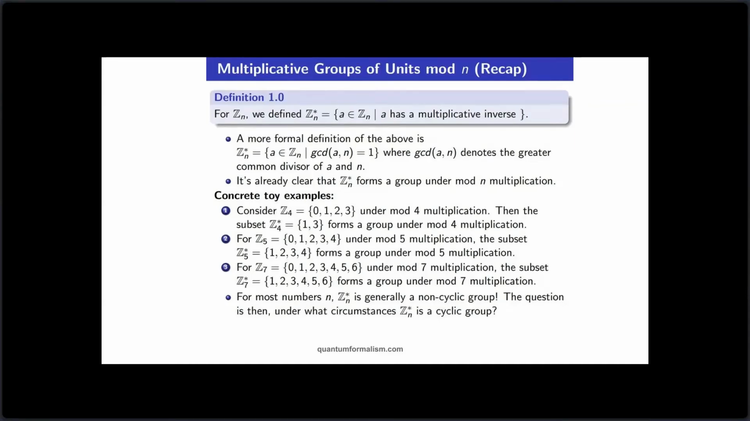Can you see this slide before I walk you through it? Because this is essentially just a recap of what we went through last session: the multiplicative group of units mod n. Can you see the slides properly? I mean, this slide. What about the sound? Okay, you can hear me perfectly, yeah?